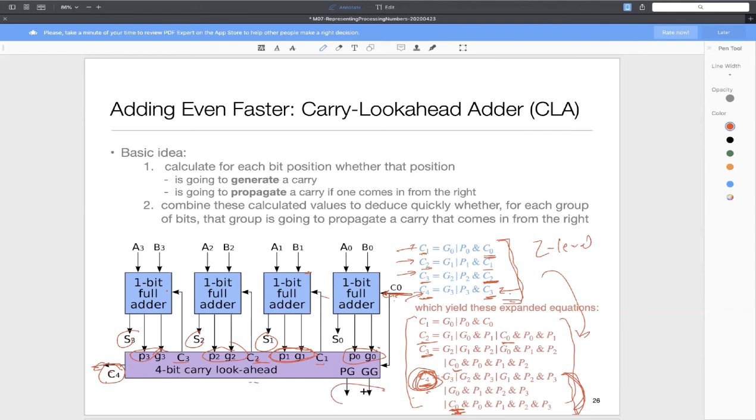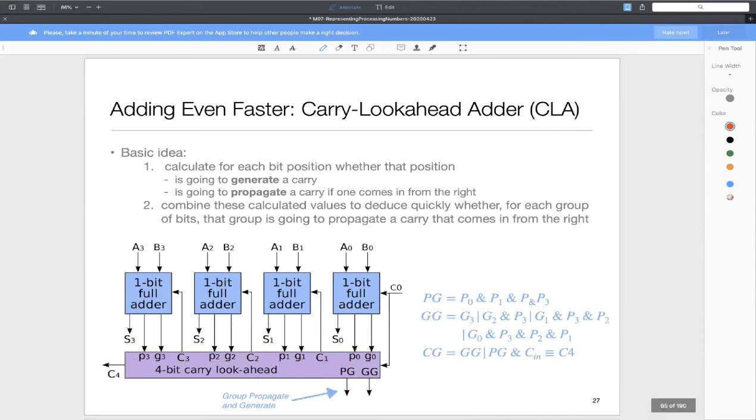What about these two? We need to compute the group propagate and group generate, and that works the same way. A group will propagate if all the propagates are true. I mean, a group will propagate if, in this case, all the 4 bits are propagating, and a group will generate if bit 3 generates, or bit 2 generates and bit 3 propagates, or bit 1 generates and both 2 and 3 propagate, or likewise. So that would be the group generate in case we want to stack it up.